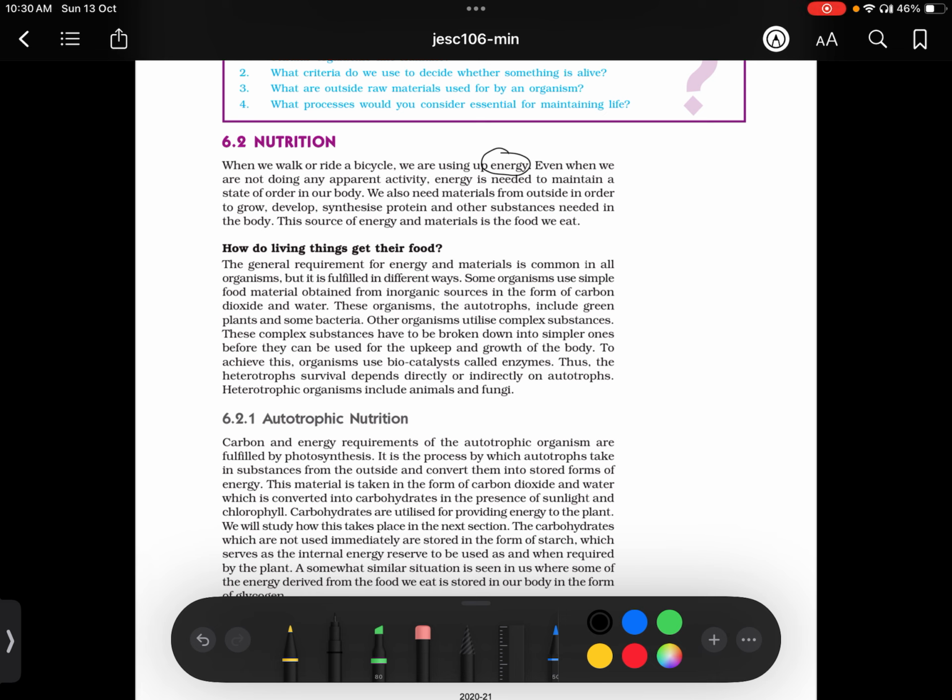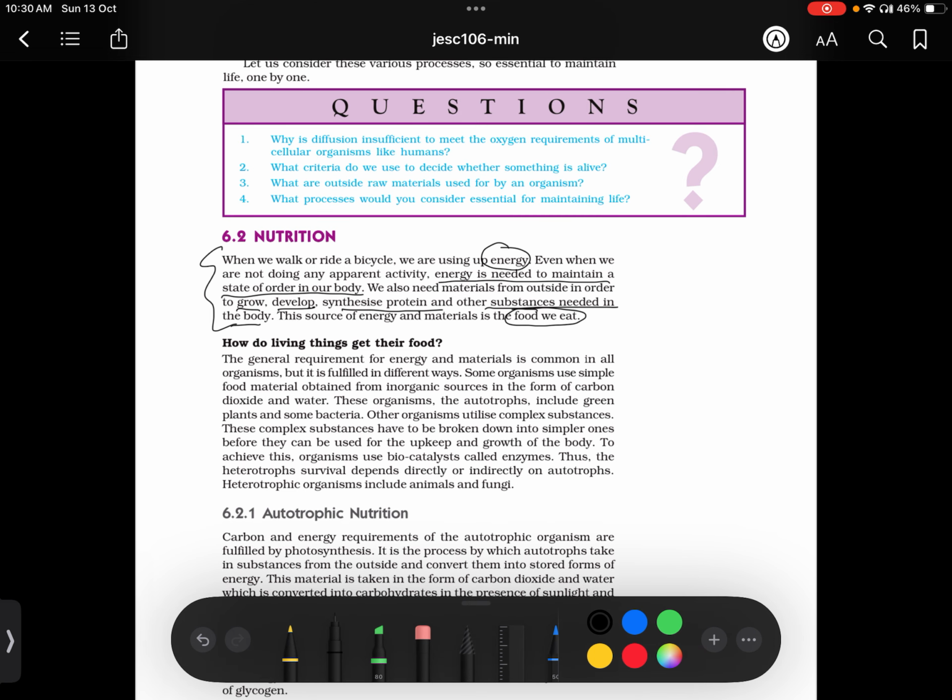Energy is needed to maintain a state of order in our body. We also need materials from the outside in order to grow, develop, synthesize protein and other substances needed for the body. This source of energy and materials is the food we eat. From this paragraph, we derive that the source of energy is the food we eat.